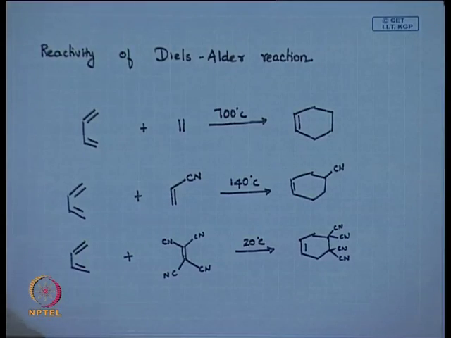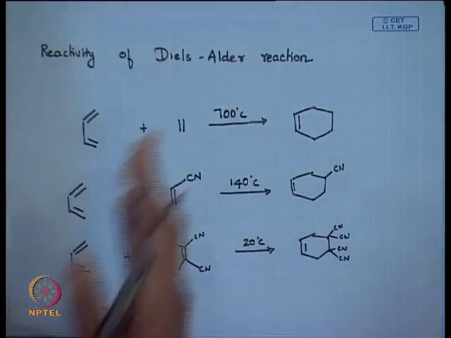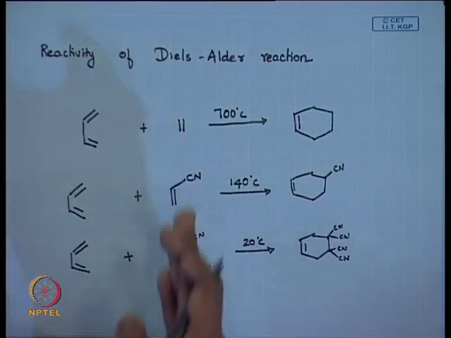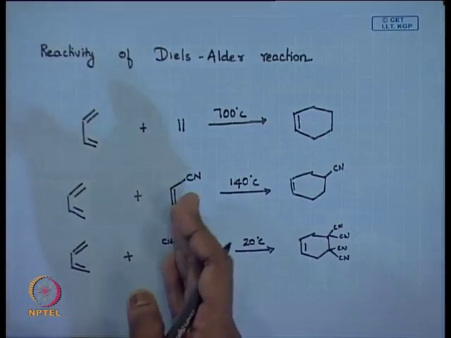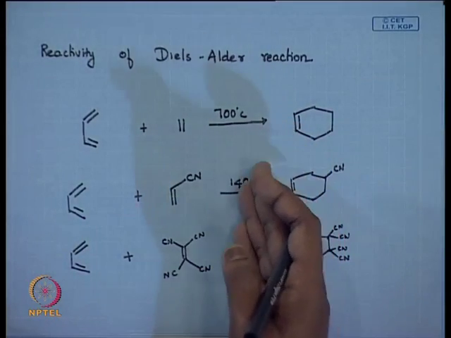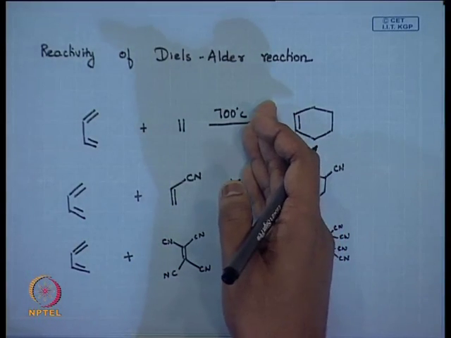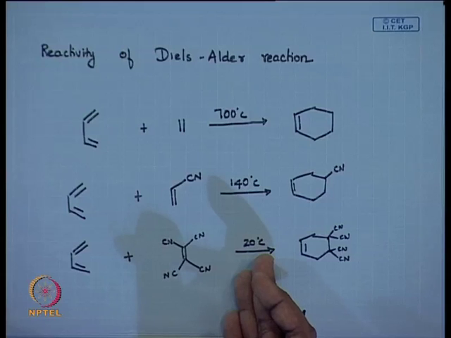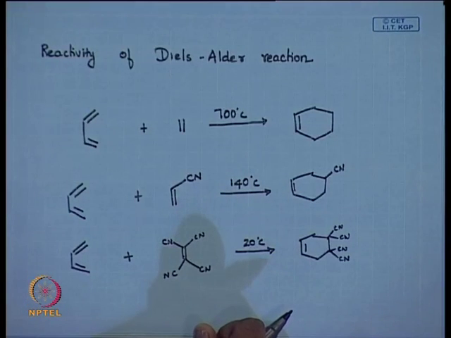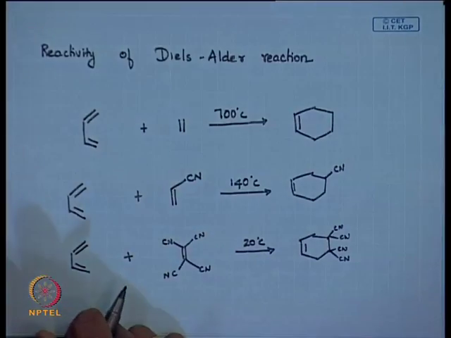See, if I take my diene and dienophile and attach an electron withdrawing group, that means I am making my dienophile much more electron poor, and you can see the temperature of the reaction. It starts from 700 degrees Celsius and you can take it to 20 degrees Celsius. That much you can change the reactivity of your Diels-Alder reaction by modifying your dienophile. You can play around with your diene also.